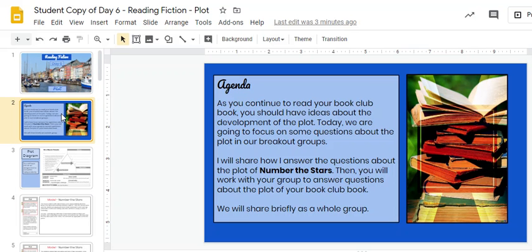So, here's your agenda. As you continue to read your book club book, you should have ideas about the development of the plot. Today we are going to focus on some questions about the plot in our groups. It says breakout groups, but we're not going to be having a live session today. I will share how I answer the questions about the plot and number the stars. Then you will work with your group to answer the questions about the plot of your book club book, and we will not be sharing as a group.